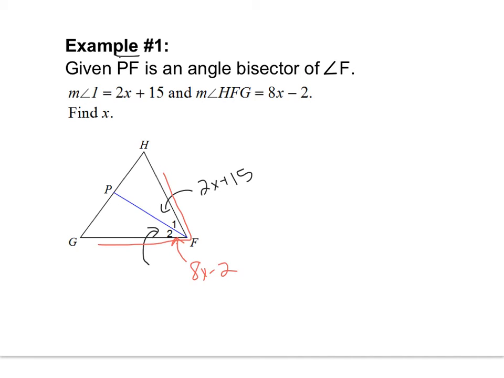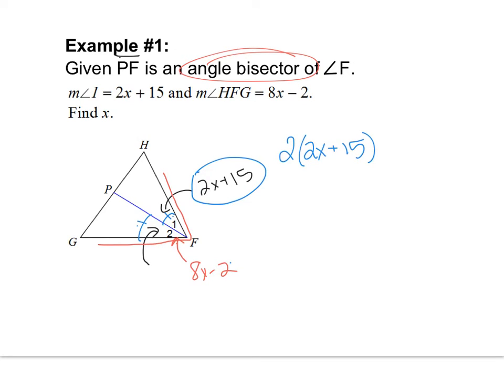So now I have to think about this relationship. If I know it's an angle bisector, I should mark these two parts as congruent, right? And if they're congruent, I know that twice this guy is going to be the same as that guy. So I'm going to write that down. 2 times 2x plus 15 equals 8x minus 2. Now I can distribute that in. I'm going to have 4x plus 30 equals 8x minus 2. And now I can solve for my value of x.